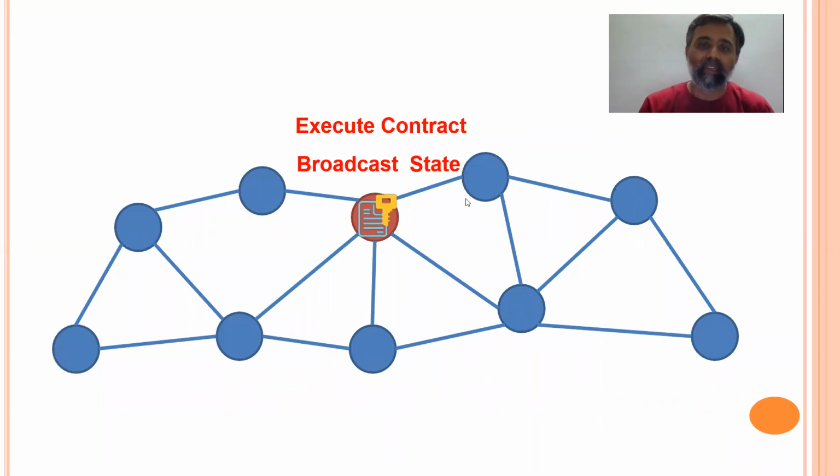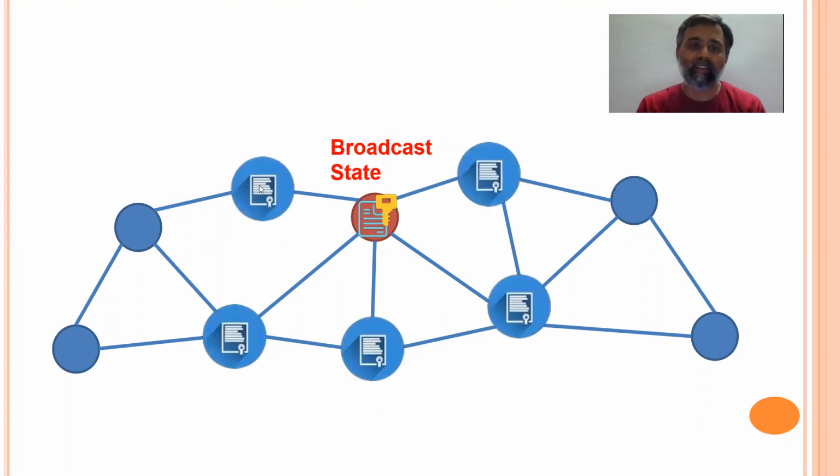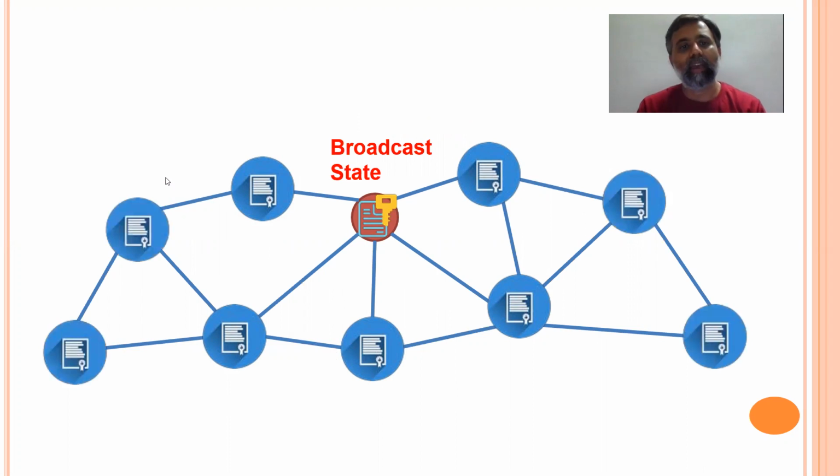So suppose, take this example that this node has some smart contract. Execute the code on this node and broadcast its state to all the neighboring nodes. And suppose at the broadcast level, it is received by the neighboring nodes. They will again broadcast, and it is received by all the nodes in the network.